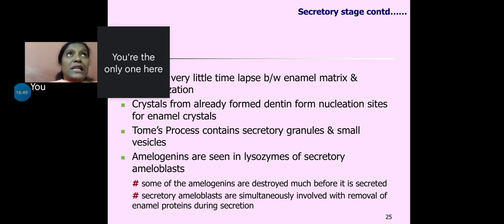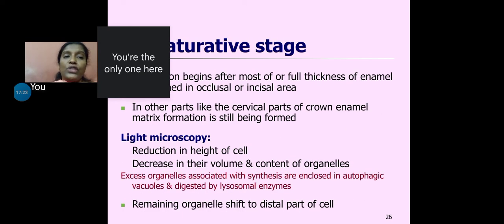Amelogenin can be seen inside the lysosomes also. No matter how much we say that the secretory granules have to be packed and transported to the distal end of the cell, some amount of vesicles tend to rupture. So the minute these are ruptured, they are cleared by the lysosome, or enamel can form within the cytoplasm, as I mentioned. Some of the amelogenin is destroyed much before it is secreted. Secretory ameloblasts are simultaneously involved with the removal of enamel proteins during secretion. So, for these two reasons.